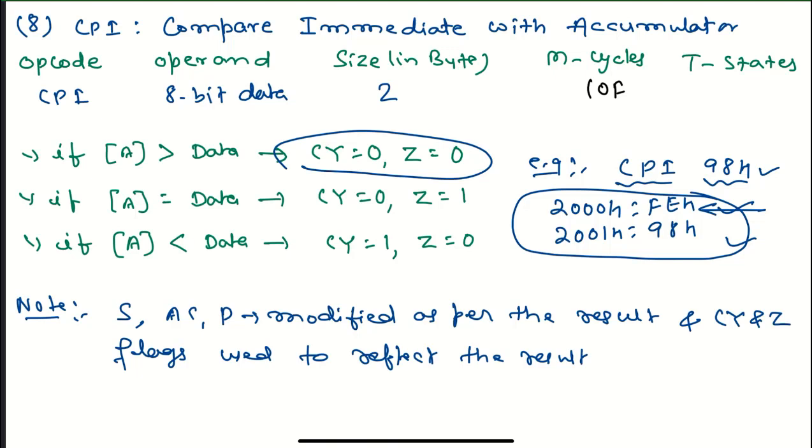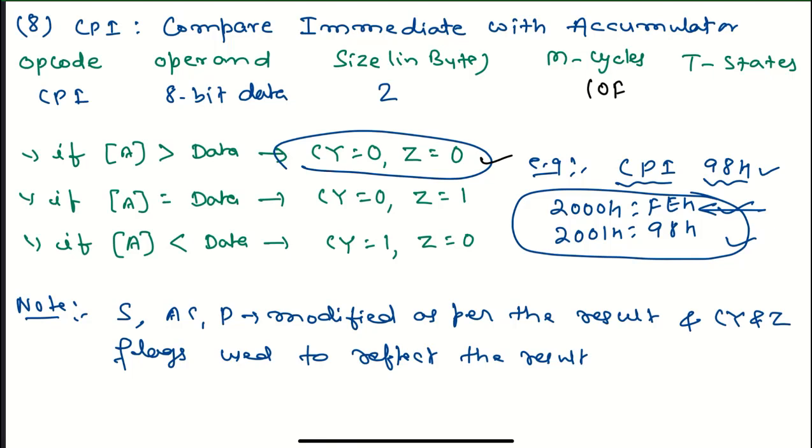Then while decoding and executing this opcode, the microprocessor is going to know that the next byte will be the second operand, which is going to be compared with the content of the accumulator, and as per the subtraction result it is going to change the carry and zero flags. So as per the status of the carry and zero flags, the user or programmer can identify whether the accumulator content is greater than the data, equal to the data, or lesser than the data. That can be identified by testing the carry and zero flag status.